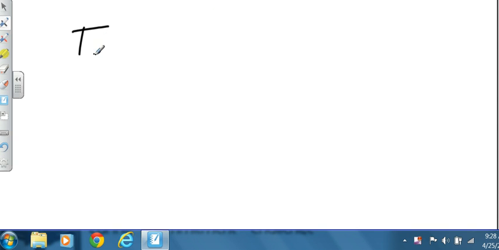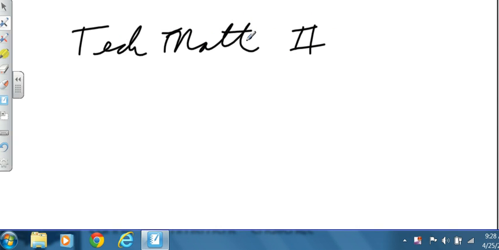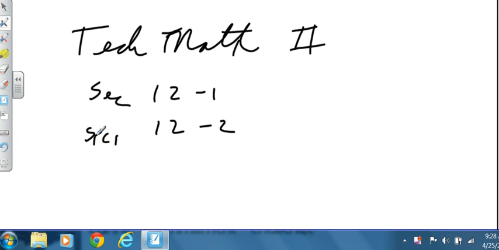Okay, so this is Tech Math 2, and we're going to do section 12-1, 12-2 today. And it has to do with graphing sines and cosines, trigonometric functions.